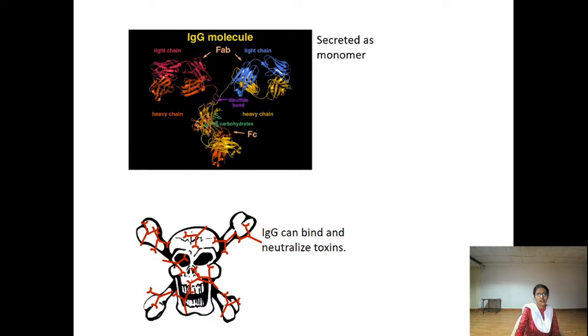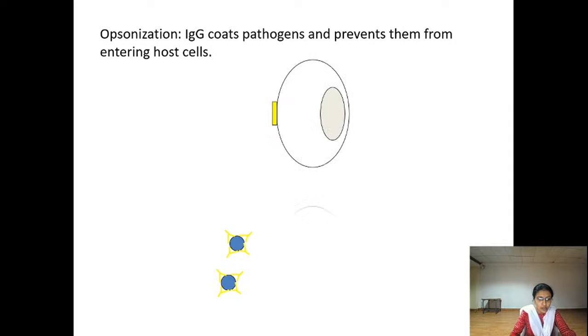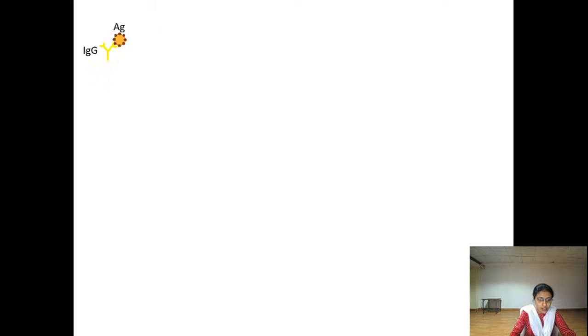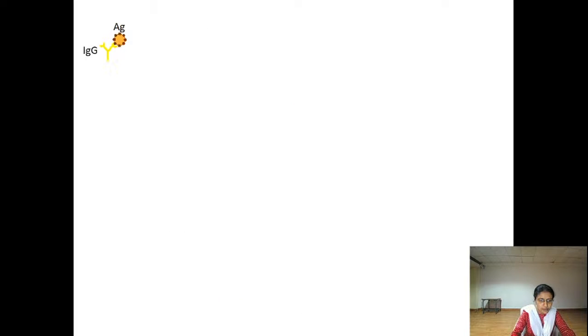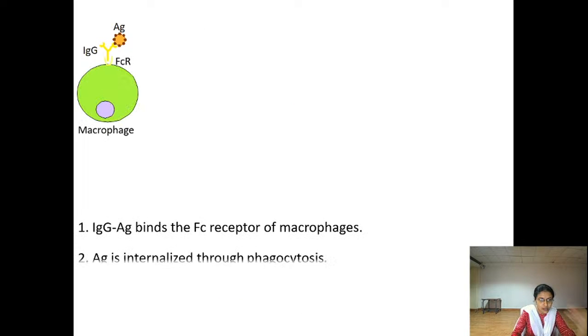So IgG, in addition to IgA, it can bind and neutralize the toxins. And another important property is opsonization. So here what happens, this IgG coats the pathogens and prevents them from entering into the host cell. Okay, and the other properties, we have already seen this.